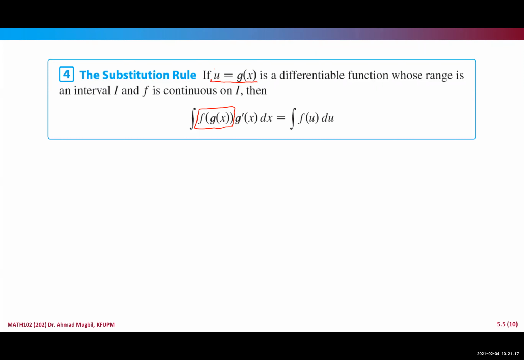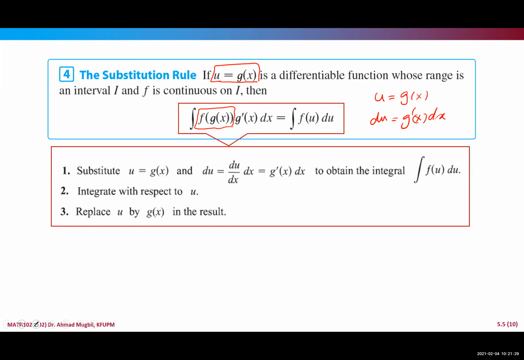What is u? u is g of x. And of course, you know that if u is g of x, then du is g prime of x dx. We consider them as differentials. Now, to make it easier for you, Shabab, to apply this rule, what you need to do is substitute u equals g of x, and then du will be g prime of x.